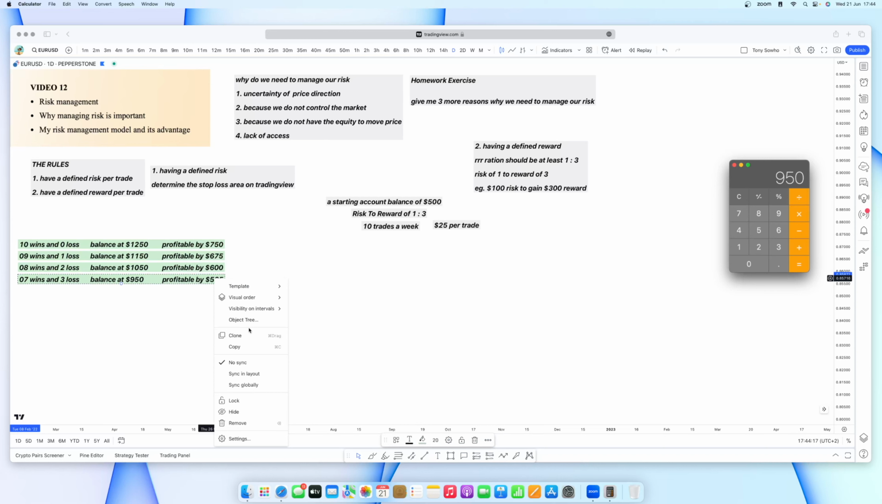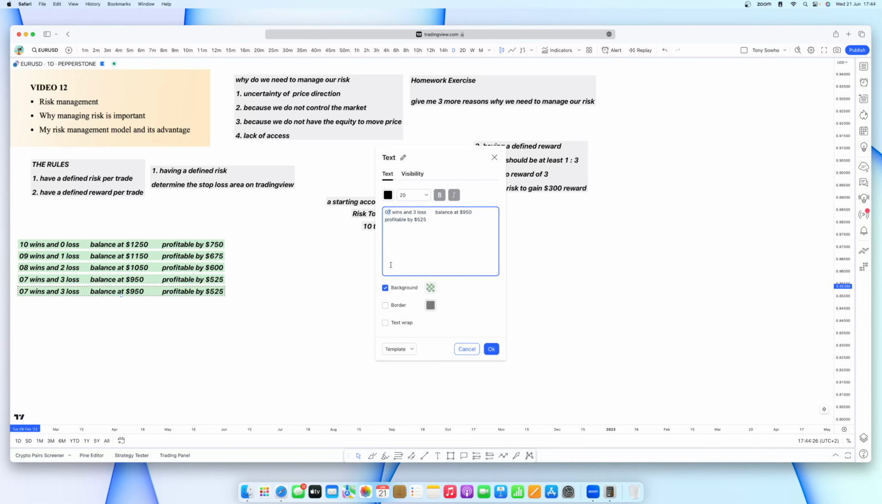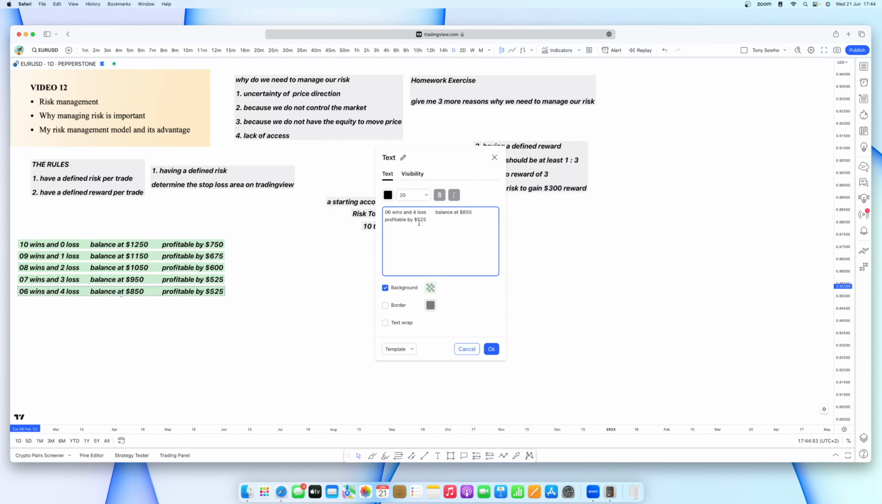So what happens now, if we take this now and then we bring this down again, and then we say 6 wins, okay, this time is 6, and then you took 4 losses. Okay, so we're going to remove 100 from 950. Our balance is going to be at 850. Okay, and then we're going to remove 75 from 525. So 525 minus 75, we're going to be at 450. So we're going to be profitable by 450.